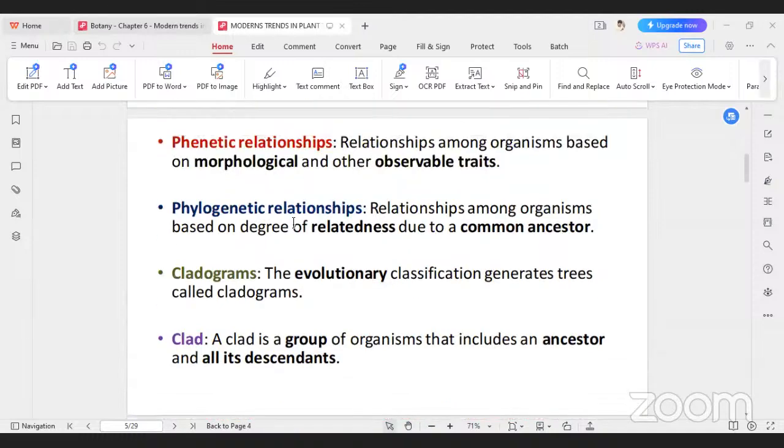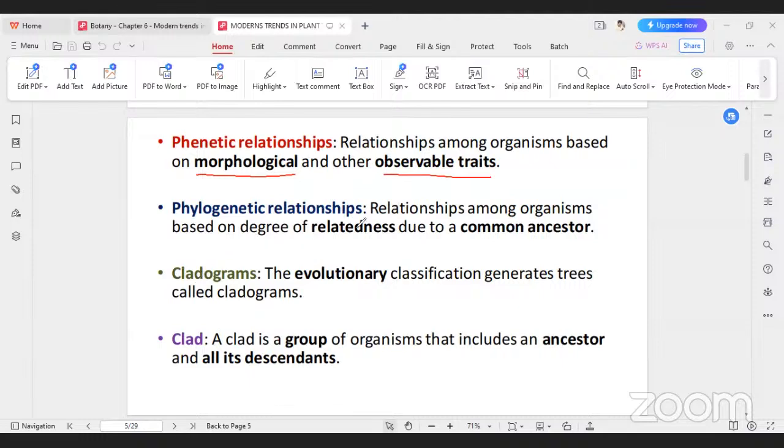Some of the important terms here: phenetic relationship, phylogenetic relationship, cladogram, clade. First of all, phenetic relationship. It is the relationship among the organisms based on the morphological and observable traits. That is phenetic relationship. Phenetics is the study of morphology.